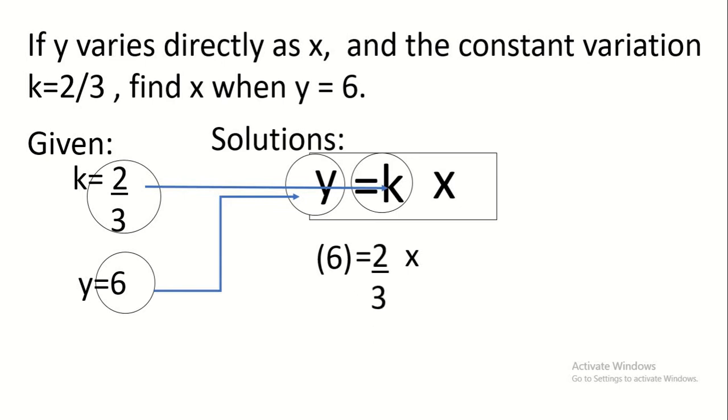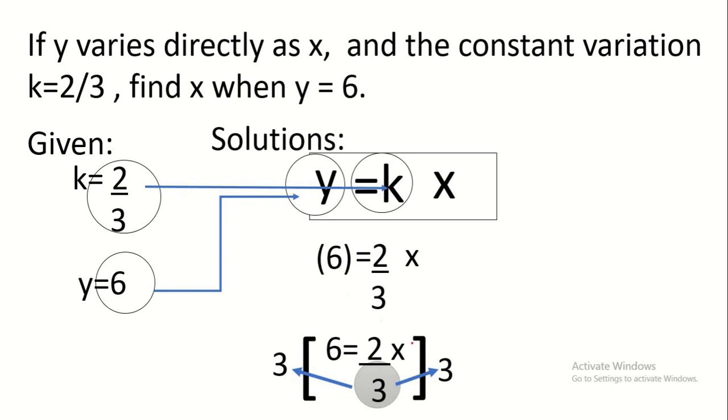So, since meron tayong denominator, gagamit tayo ng multiplication property of equality, we will multiply both side by 3. Kung ano yung denominator natin para makancel. Okay? So, makakancel yan. Ito, makakancel yan. Then, si 3 and 6, ano mangyayari kay 3 and 6? Imumultiply natin sila. Okay? Then, magiging 18 is equal to 2x.